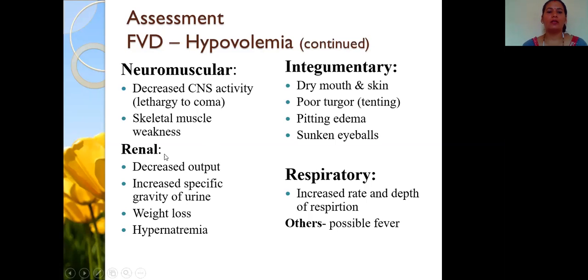And in the renal system, decreased urinary output, decreased specific gravity of the urine, weight loss, and hypernatremia. Hypernatremia means the concentration of sodium in the blood will be increased. We will be discussing it in detail later. And next one is the respiratory system. It increases the rate and depth of respiration, and the patient may also have fever.